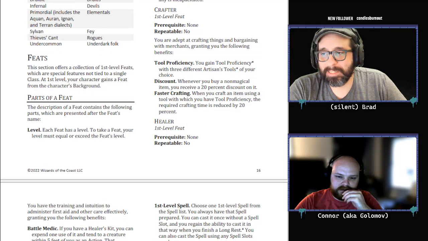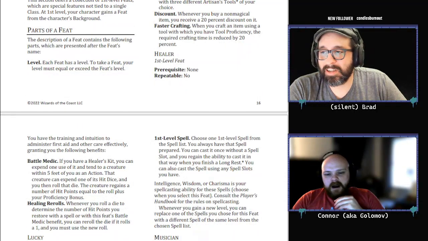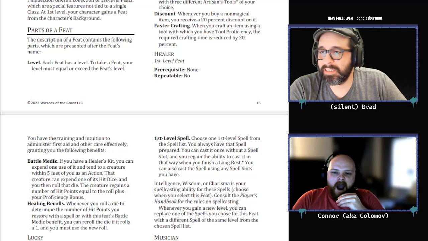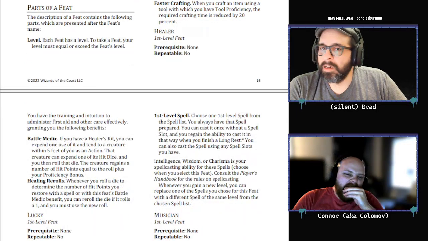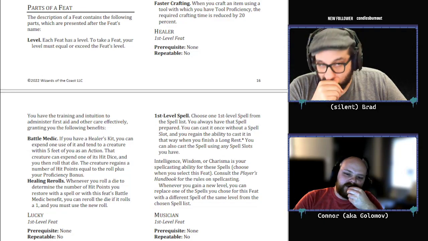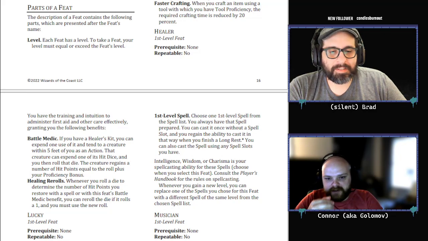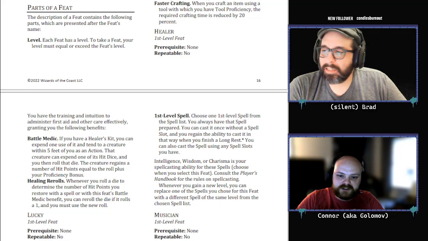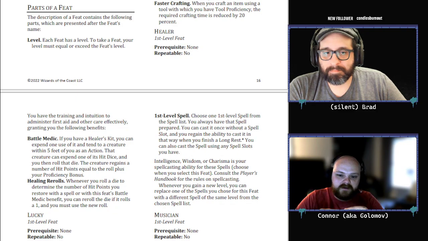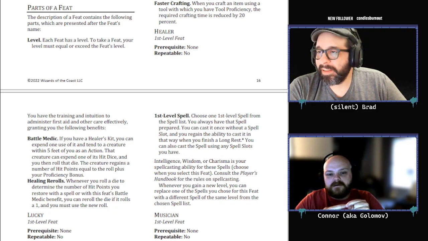Yeah. Discount. I mean, it's not too bad, 20%. You basically become proficient in any kind of tools that are in every single artisan's tools if you just are a dwarven crafter. Exactly. You're just proficient with everything. Yeah.